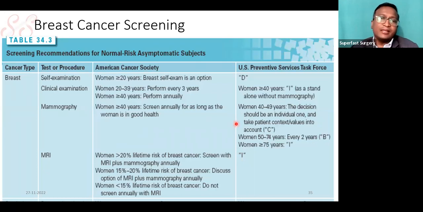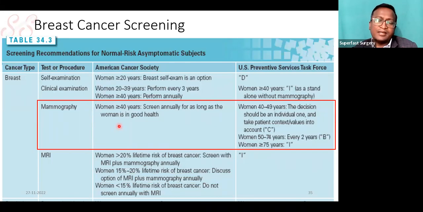Now, when should we screen patients in case of breast? There are basically two societies that recommend screening for breast cancer: the American Cancer Society and the US Preventive Services Task Force. According to them, the American Cancer Society recommends screening from 40 years of age for average risk women, okay? While the US Preventive Services Task Force is not so keen on screening, and will recommend screening only after 50 years of age, and that too biennially, that is every 2 years. While the American Cancer Society is very keen on screening and recommends screening right from 40 years of age, and that too annually.